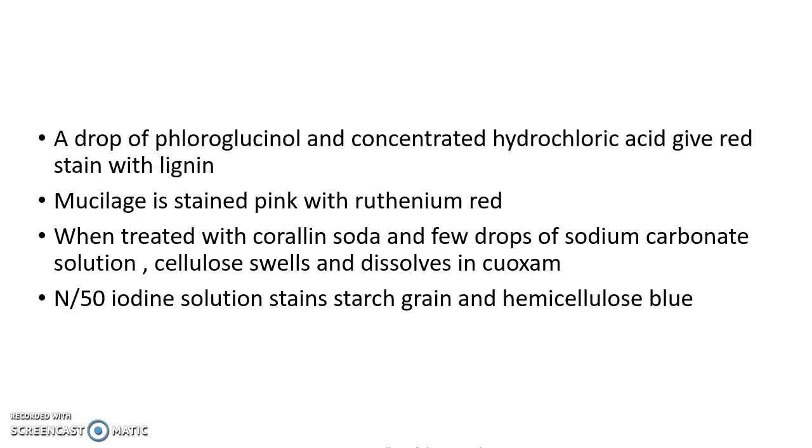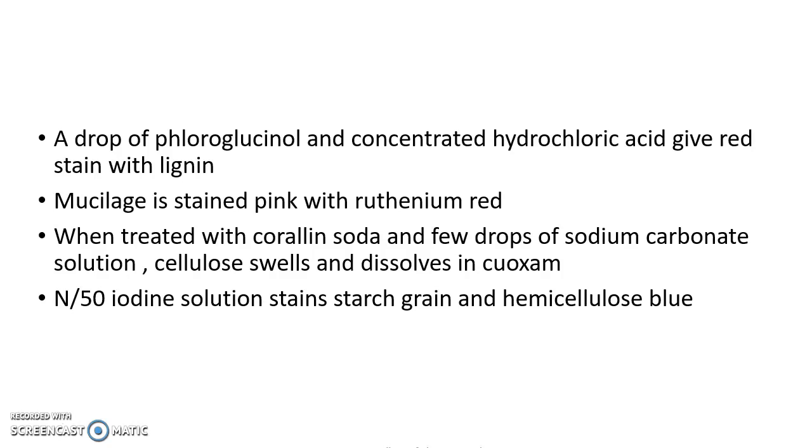The reagents are a drop of phloroglucinol and concentrated hydrochloric acid. It gives a red stain with lignin. So one can identify lignin by the staining reagent phloroglucinol and concentrated hydrochloric acid. Once the transverse section is stained with phloroglucinol and concentrated hydrochloric acid, wherever the lignin is present, those parts become red.